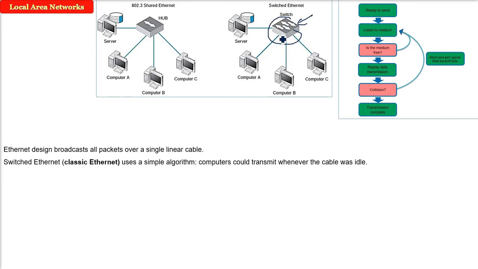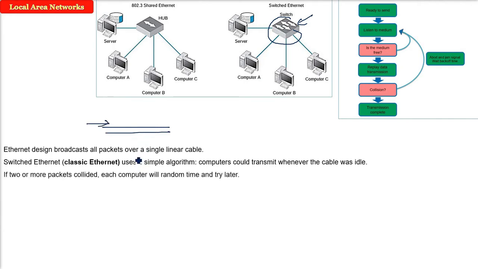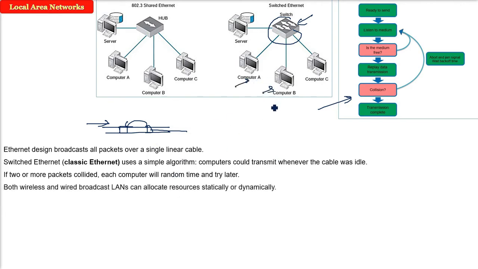Now it uses a very simple algorithm. The algorithm is, whenever the cable is not carrying any packet, the computing device will transmit. That is, whenever the cable is idle, because as I said, the normal routine is that Ethernet design broadcasts all packets. But this algorithm says that a computing device will only transmit when the cable is idle. If two or more packets collide, they will collide for sure. Now each computing device has to wait, and they will try later. We will talk about CSMA and CSMA/CD, but this is just an introduction I am giving you to the algorithm.